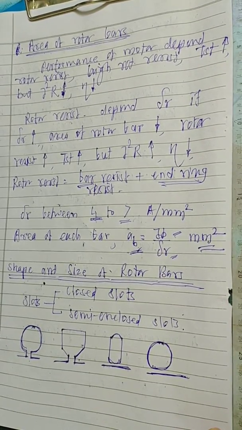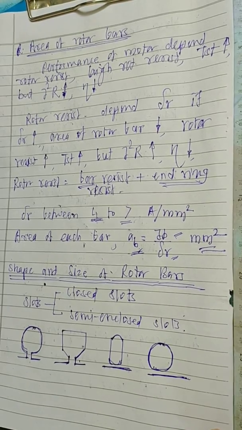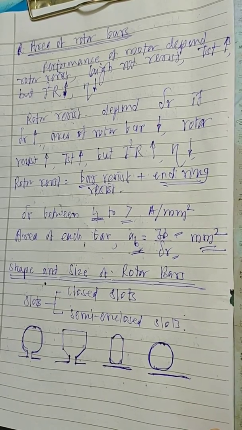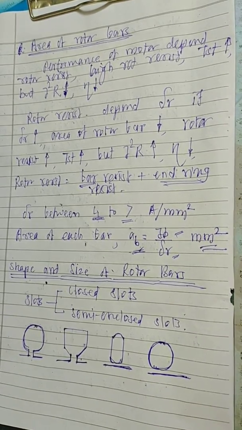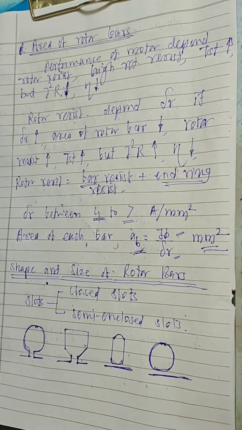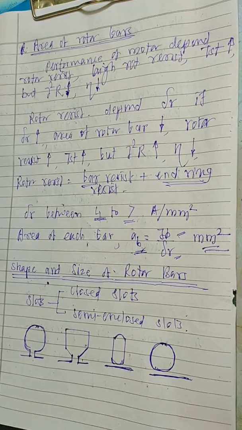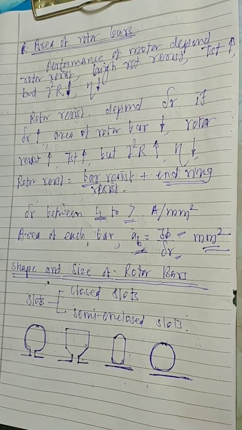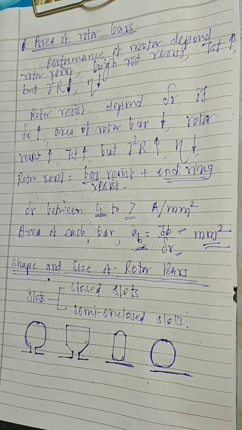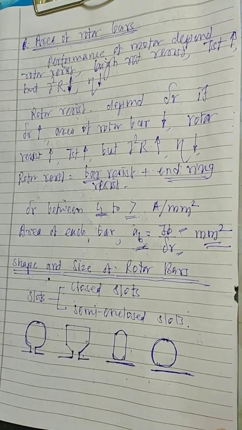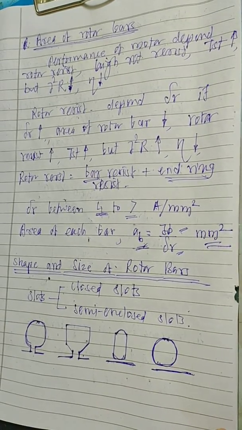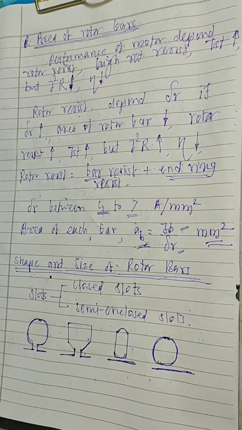But if semi-enclosed type slots are used, because of more reluctance, leakage reactance is comparatively small, so if you use semi-enclosed type slots, this machine gives better overload capacity.